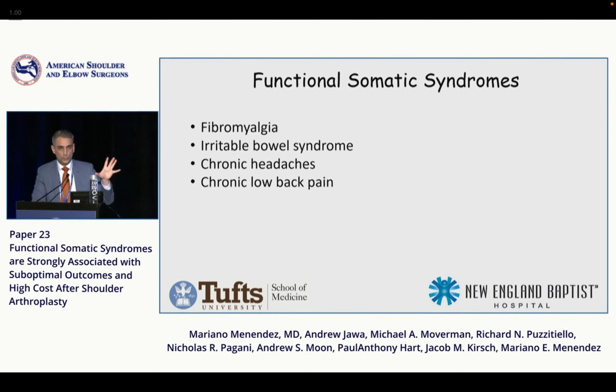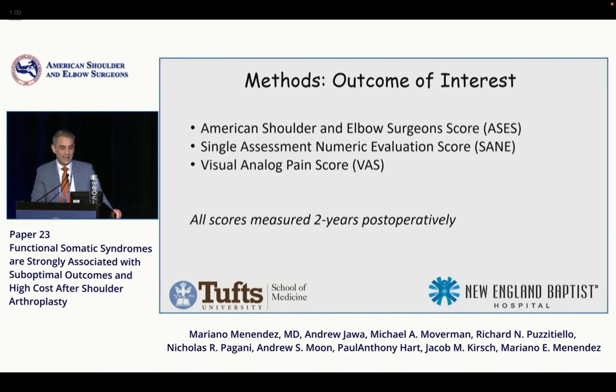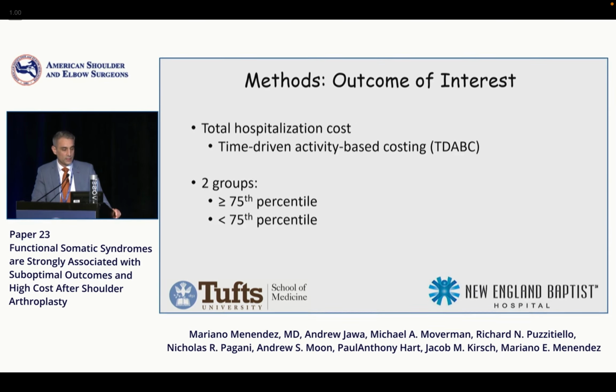And to make this more simple, we just isolated 4 different functional somatic syndromes: fibromyalgia, irritable bowel syndrome, chronic headaches, and chronic low back pain. In the registry, I collect ASES, SANE, VAS, and all scores were measured 2 years postoperatively. In addition, cost. We use time-driven activity-based costing, which is a very granular way of looking at cost. It really is the gold standard, and we have a way of doing this, and we've written about this in other papers. So we looked at high-cost patients, which we defined as costing greater than 75th percentile of cost compared to less than 75th percentile.